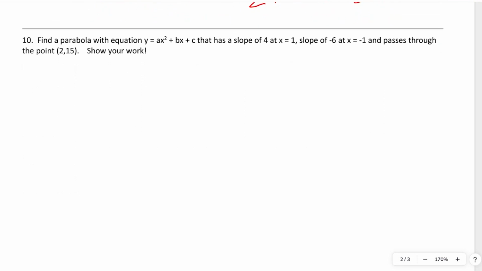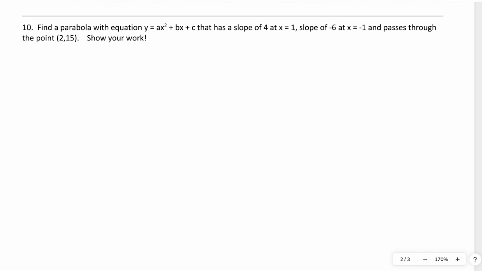Number 10, find a parabola with this equation that has a slope of 4 at x equals 1, a slope of -6 at x equals -1, and passes through the point 2, 15. Whoa, this is a lot of information they're giving us. So we're not trying to find the equation of a line here. We are trying to find the equation of a parabola. y equals ax squared plus bx plus c. And so we're going to need to figure out what a, b, and c are.